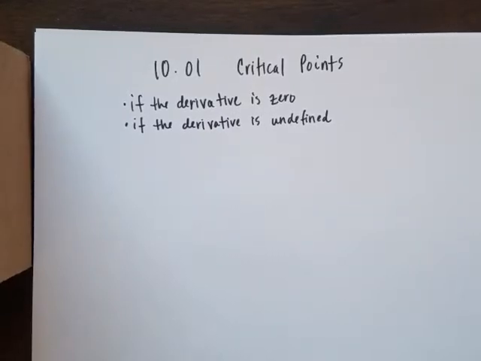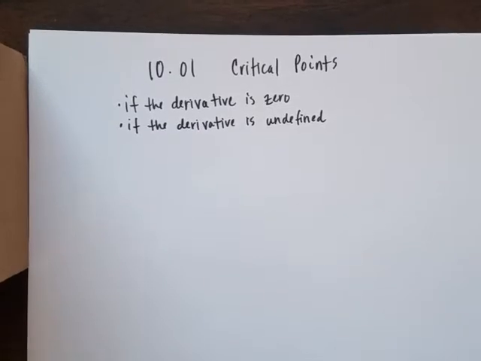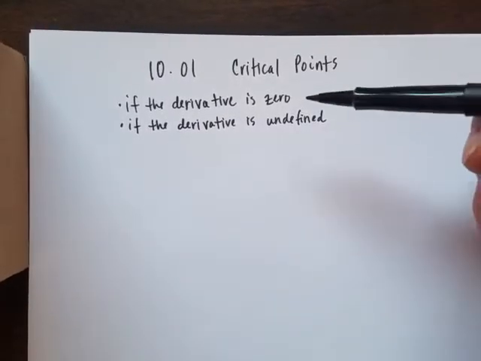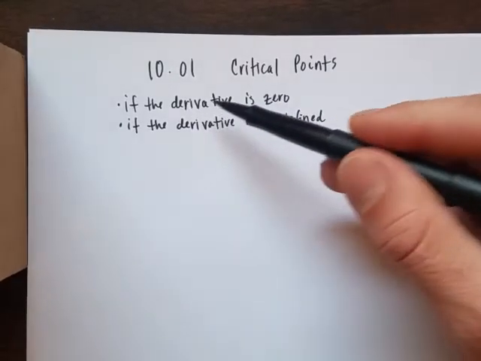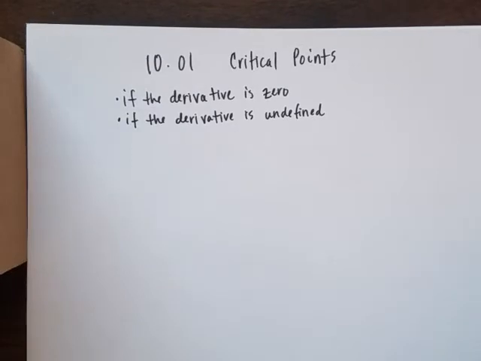Okay, welcome everybody. Today we're going to be talking about 10.01, which is going to be critical points of graphs. And there's two main things that you need to know. First of all, there's going to be a critical point in our graph if the derivative is going to be equal to 0. And what I want you to think about is, what does that look like?